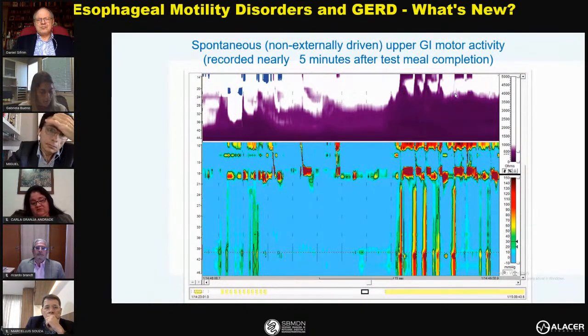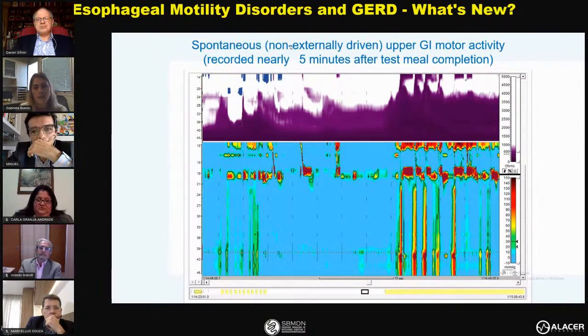On this next frame, we can observe spontaneous, non-externally driven upper GI motor activity, which was recorded nearly 5 minutes after test meal completion. And now we can see this typical rumination syndrome manometric pattern, which shows a gastric strain, the common cavity phenomenon, and in the impedance, we can observe retrograde esophageal fluid flow and the upper esophageal sphincter relaxation.